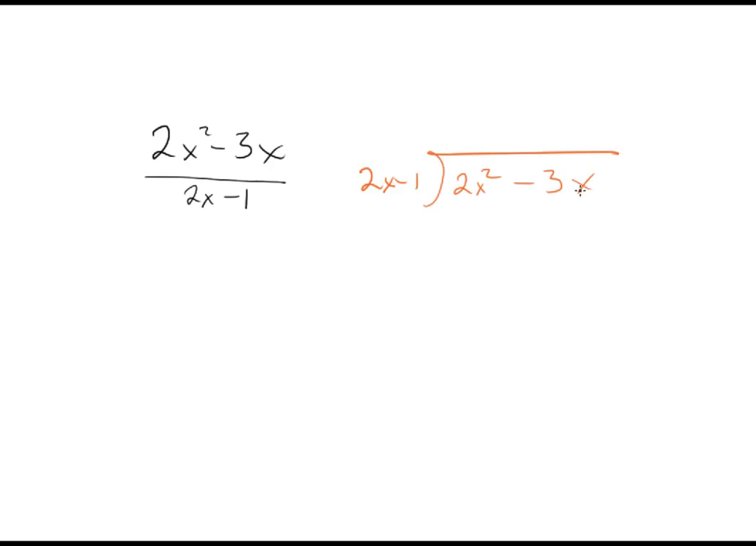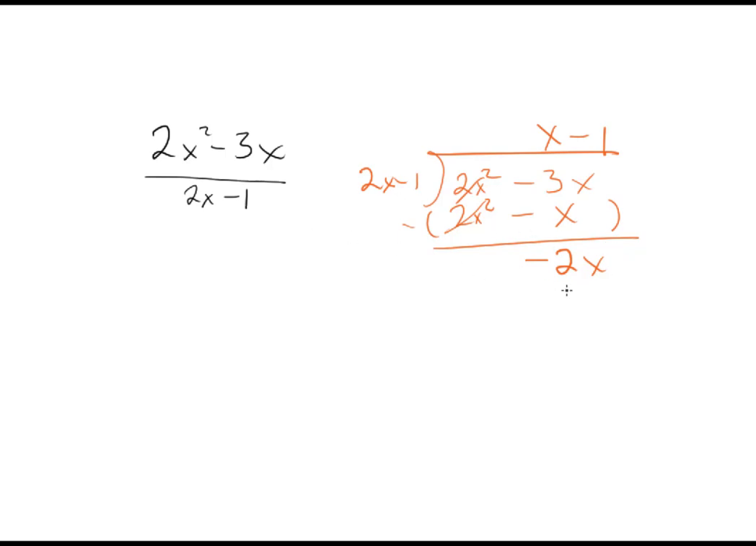Let's set it up. So I need to multiply the 2x by x to get my 2x squared here. And then I need to multiply my x by minus 1, which is minus x. So 2x squared minus 2x squared cancel. Minus 3x minus x. Don't forget, we're subtracting this row here, so that's a plus x, is minus 2x. So what would I have to multiply 2x by? Well, negative 1 in this case.